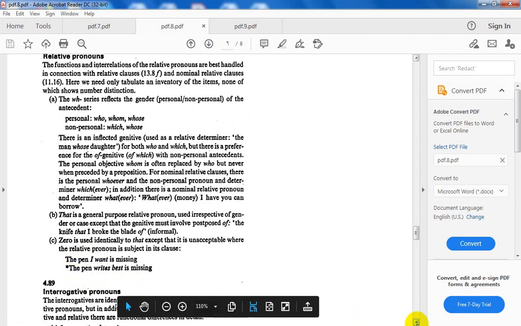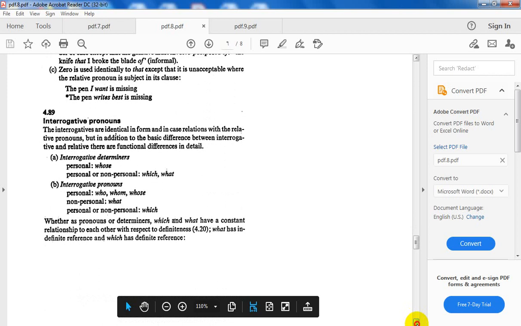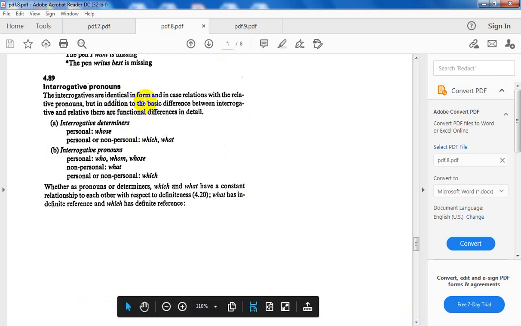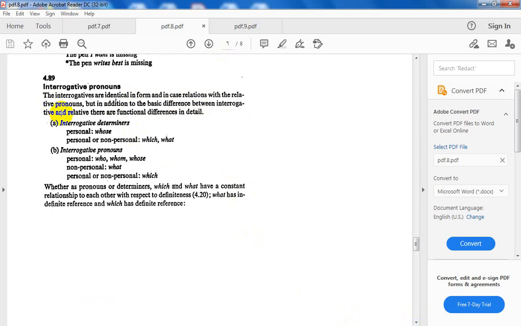What about the interrogative pronouns? They resemble the WH relatives. The interrogatives are identical in form and in case relation with relative pronouns. يعني they have what, which, who, بالform وبالcase. But in addition to the basic difference between interrogative and relative, there are functional differences in detail. يعني okay, they are the same in form and case, but they are different in function. Relative is to relate; interrogative is some sort of information they try to ask about.